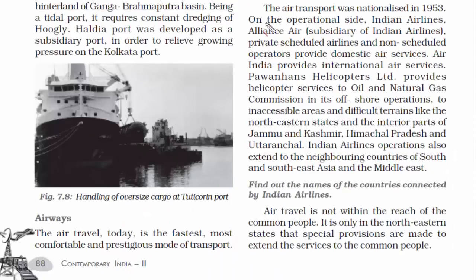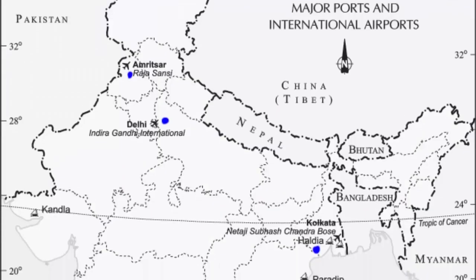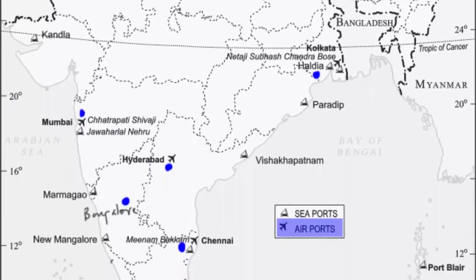So from the operational point of view, currently in India, we have government airlines like the Indian Airlines and Air India. So Indian Airlines provide domestic air services along with private scheduled airlines and non-scheduled operators, whereas the Air India provides international air services. Then we have helicopter services that provide services to oil and natural gas commissions in its offshore operations. So if you look at the Bombay High, it's located in the Arabian Sea. Therefore, traveling to their offshore base, helicopter is the ideal mode of transport. In this map, you can see the international airports of India.